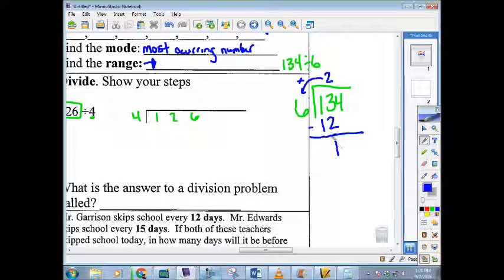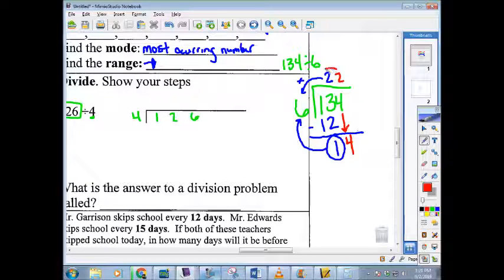Now, we're always going to check. After you subtract, you always want to check to make sure that that number is smaller than your divisor. If that number is ever bigger, like if that was 7, then the number above has to go up. That's why we check. Now that we've checked and made sure it is smaller, we're going to bring down our 4. Now 6 goes into 14 2 times.